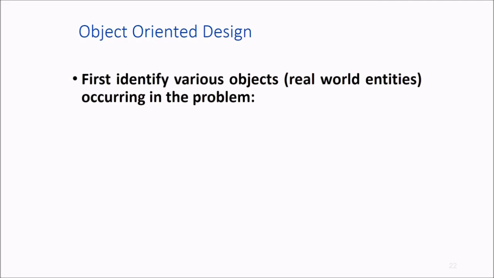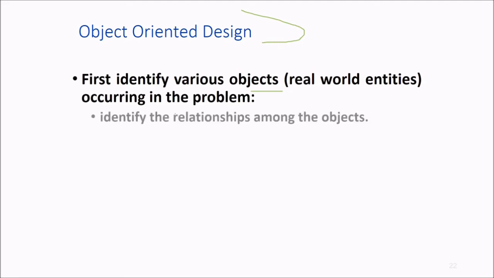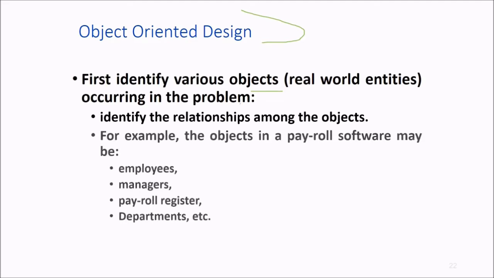Then in case of object-oriented design, we have just discussed the previous traditional approach. But in object-oriented design, we first try to identify various objects, that is real-world entities, which are there or which are representing the problem. Then, of course, once the objects are found, the relationship among the objects is to be ascertained.